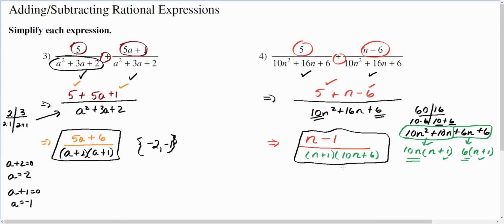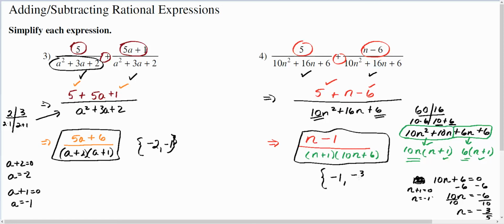What this does help us with is determining what the excluded values are. So the excluded values are going to be, well, what did I just write? 10n plus 6 equals 0, minus 6, minus 6. That's 10n equals negative 6, over 10. n equals minus, 2 times 3, 2 times 5, minus 3 over 5. And the n plus 1 is easy. When you take n plus 1 and set it equal to 0, n equals negative 1. So the 2 excluded values are negative 1 and negative 3/5. All right, so this is the simplified form, and those are the excluded values.